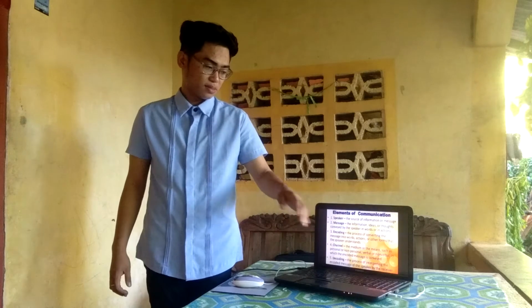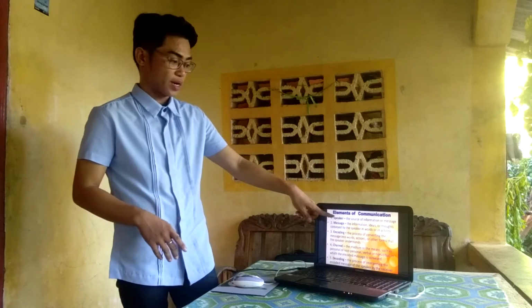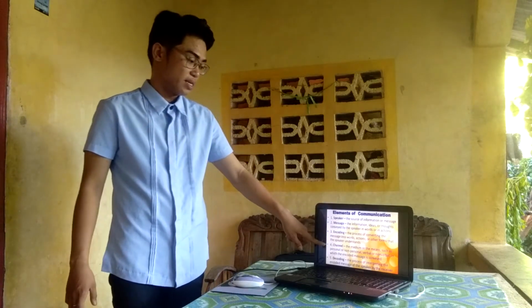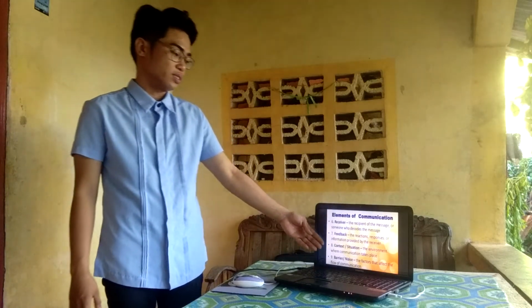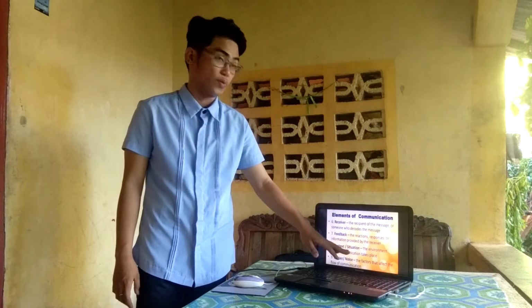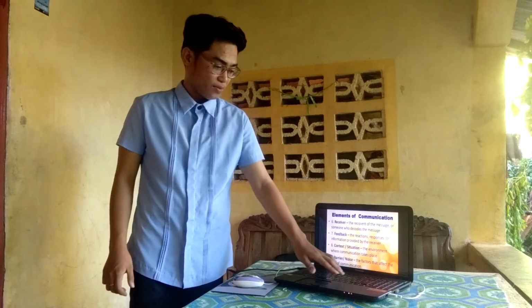When you were making the diagram, you noticed those are the elements of communication. First, speaker, message, encoding, channel, decoding, receiver, feedback, context, situation, and barrier. I didn't put context situation earlier because it is the environment where the speaker and the receiver are having their communication. Okay? We will go back.